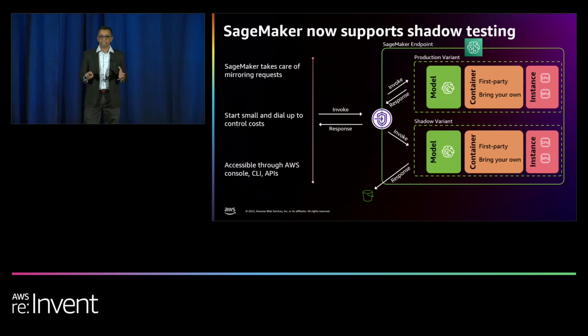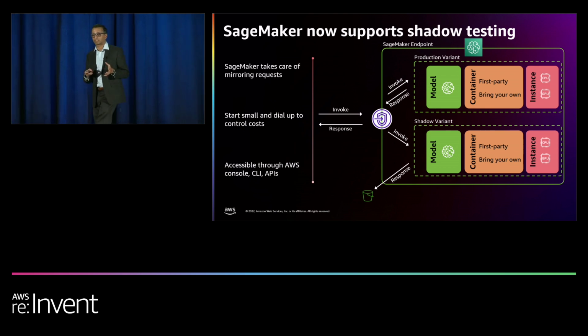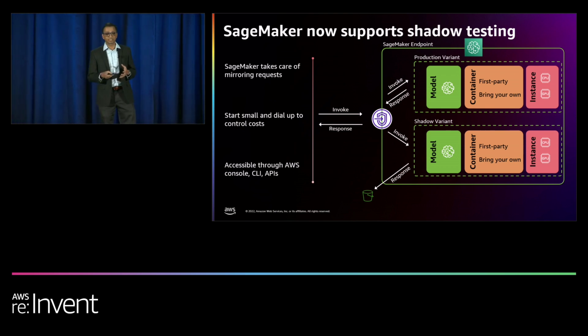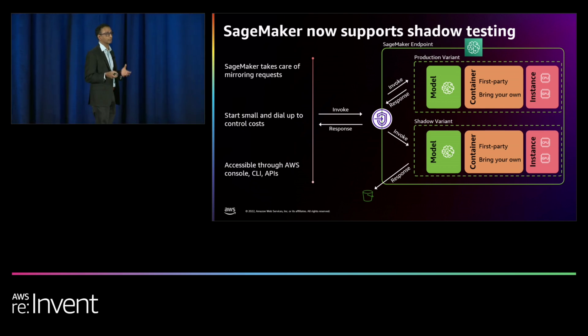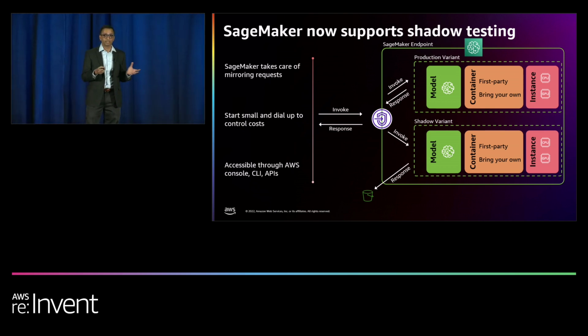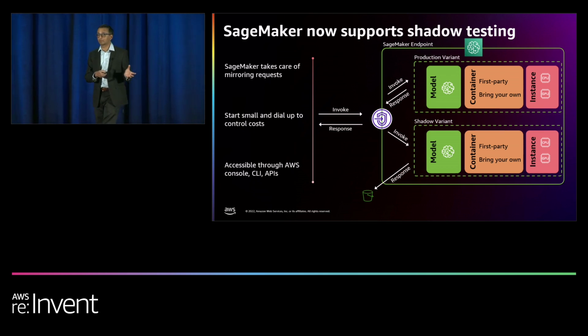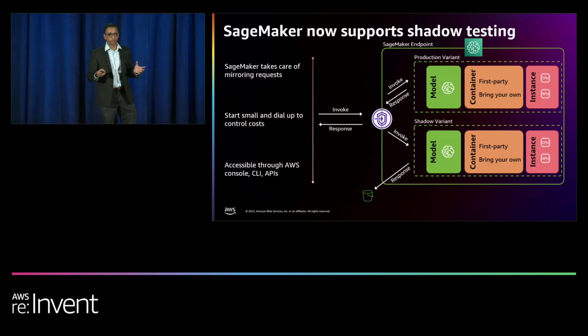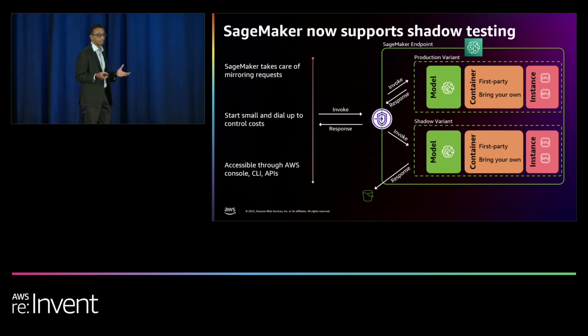And what SageMaker does is, on your invocation traffic, it mirrors a portion of the invocation traffic to your shadow variant, and this is completely controlled by you, right? You can set the traffic to the shadow variant anywhere from 0% to 100%. So this helps you control costs.